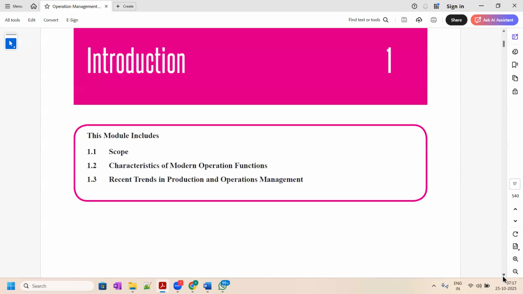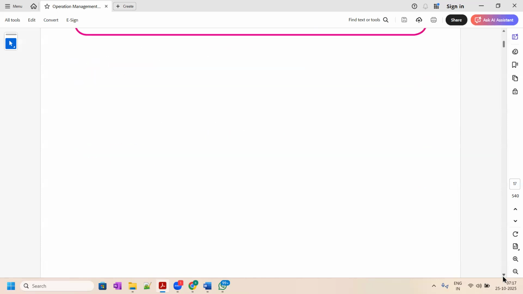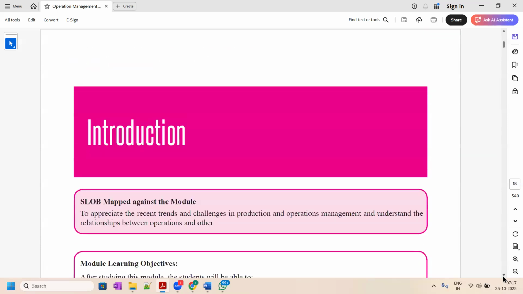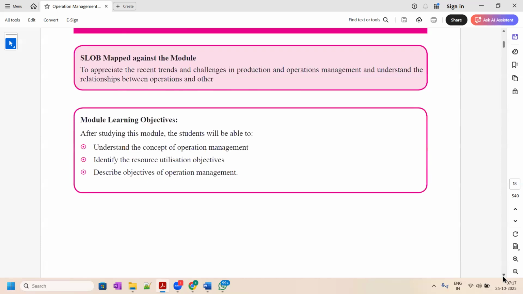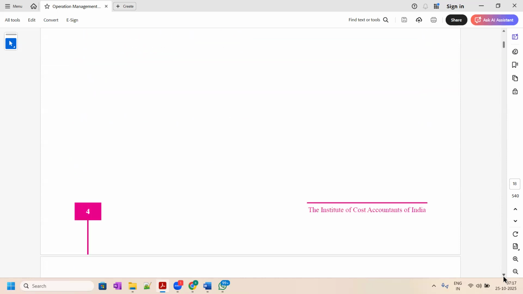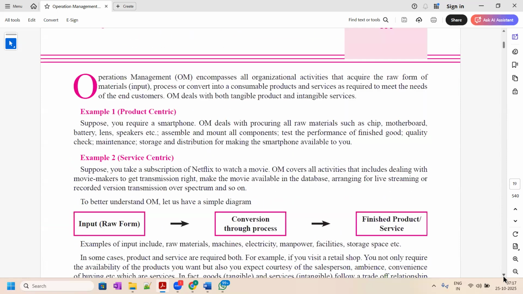Okay, so in unit 1.1, we are going to discuss the scope of operation management. After studying this module, you'll understand the concept of operation management. You'll identify the resource utilization objectives and describe the objectives of operation management. So we're going to discuss the concept and objective. What is the objective and concept of operation management?